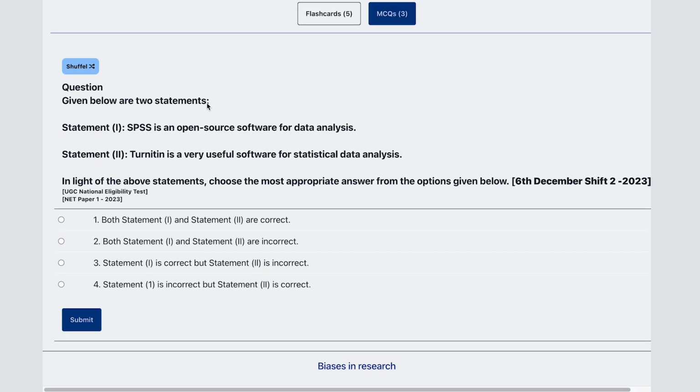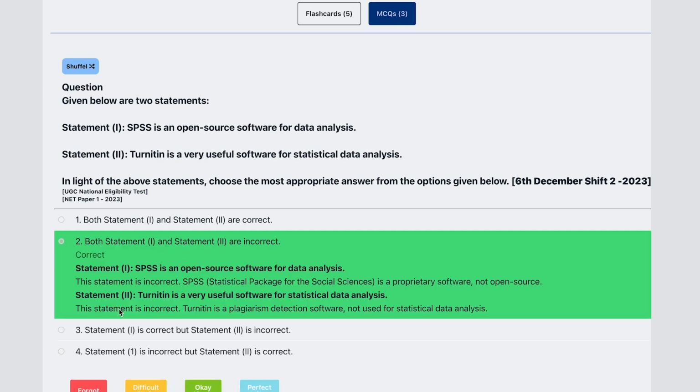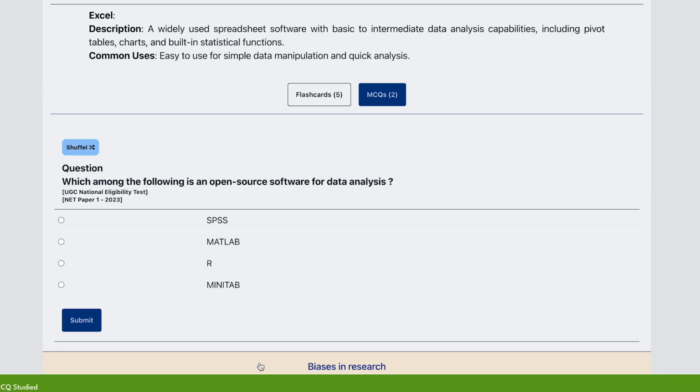Given below are two statements. SPSS is an open source software for data analysis. And Turnitin is very useful. No, it is not open source because we have to buy the software. So 1 is incorrect. Turnitin is a very useful software for. No, Turnitin is used for plagiarism detection. So both the statements are incorrect. 2. Perfect. So some of these you can do on your own.